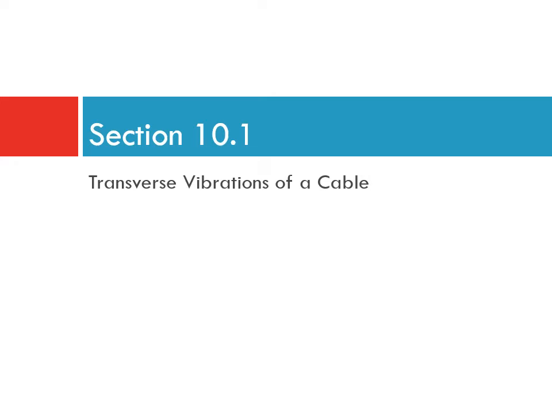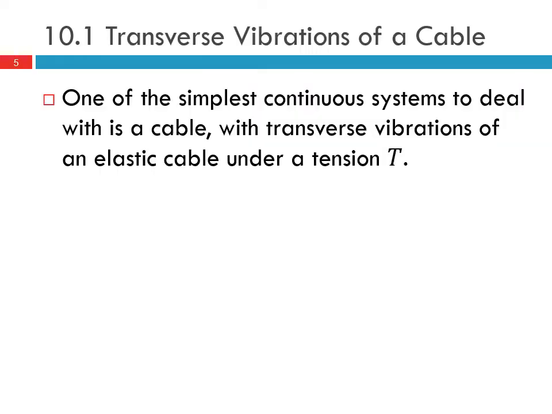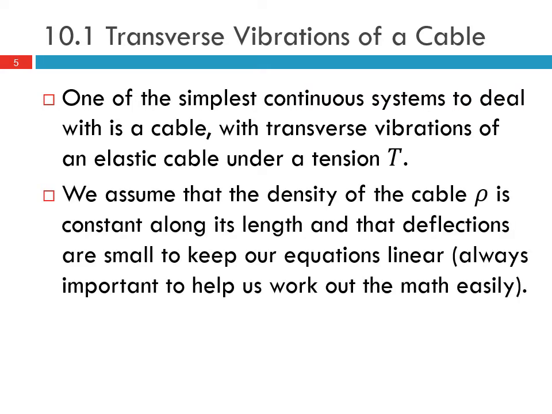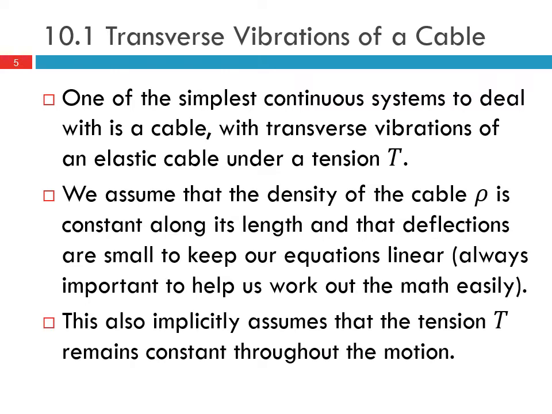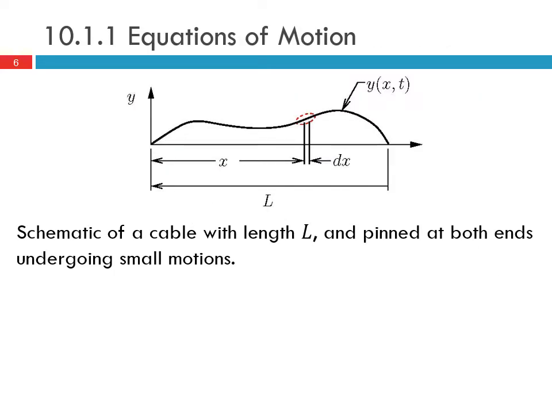Okay, so let's first consider the transverse vibrations of a cable. One of the simplest continuous systems to deal with is a cable undergoing transverse vibrations, where the cable is assumed to be elastic and under a tension T. We assume that the density of the cable is constant along its length and that the deflections are small to keep our equations linear. And this also implicitly assumes that the tension T remains constant throughout the motion, which we will see in a moment. So this is a schematic of a cable with some length L and pinned at both ends undergoing small motions.